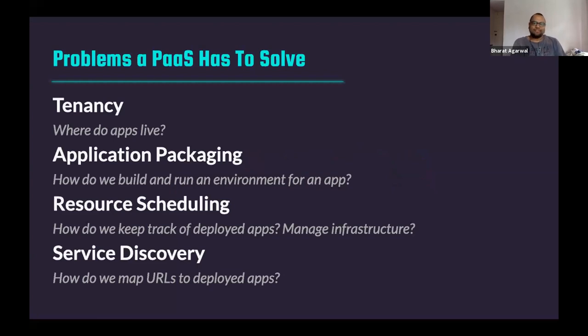So a PaaS typically has to solve four problems, the way my team saw it. One is tenancy, which is where your applications live, whether you have multiple applications on one server or one dedicated server per application. Then there is packaging, where you have to have an environment where the application can run, where everything that it needs is provided for. Then there is resource scheduling, which is like, you have these resources, but where do you place them? And this is especially relevant to your needs in terms of how much infrastructure you need. And service discovery, which is like, fine, you have everything organized, but you have to expose that to outside people.